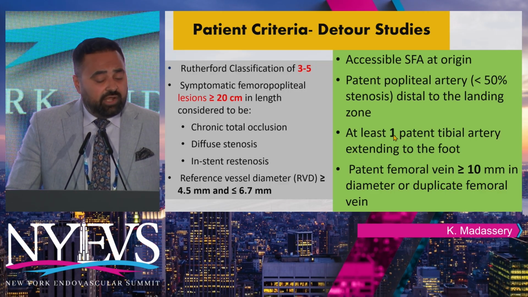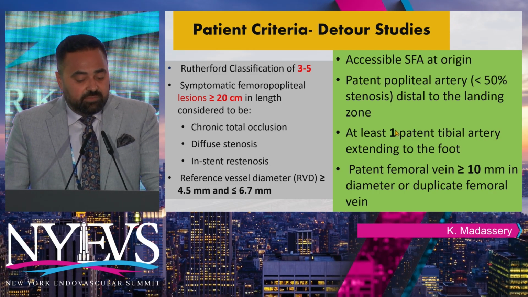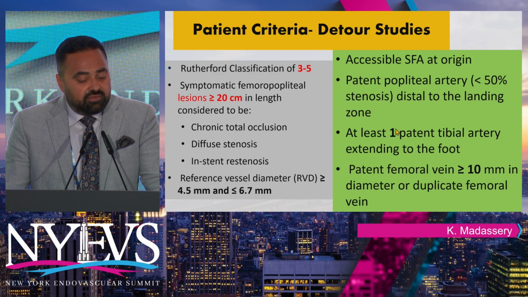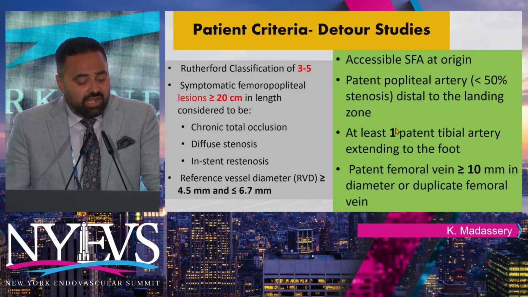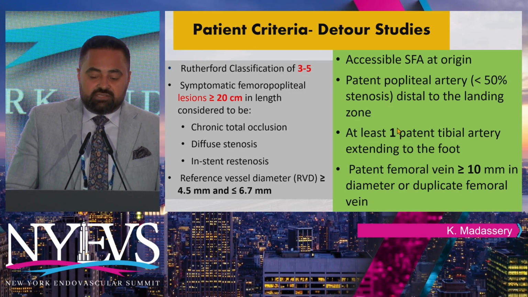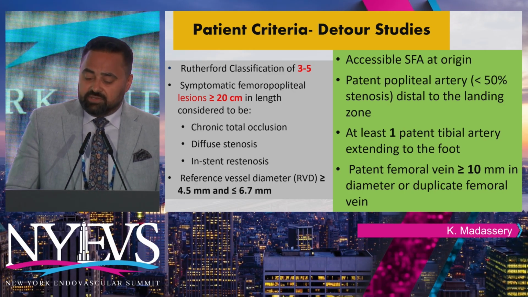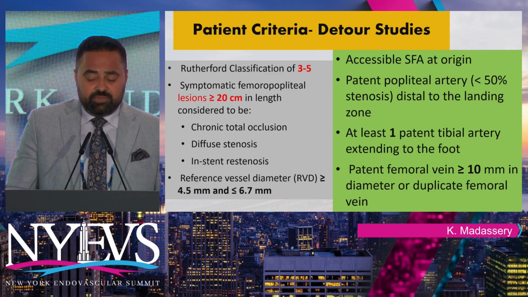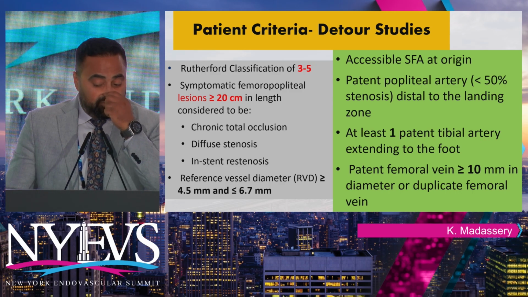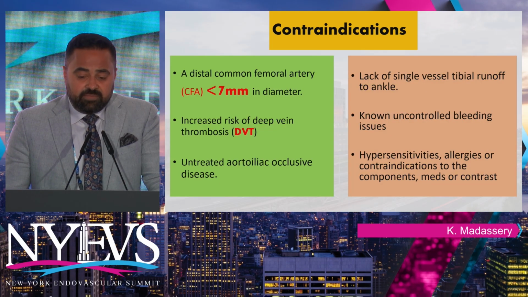So they have a trial. Took patients Rutherford 3 to 5, lesions greater than 20 centimeters. They were considered in the trial, had CTOs, diffuse stenosis, or ISR. You can see the vessel diameters there. Some of the things they needed was an accessible SFA at the origin, a patent popliteal artery without significant disease, at least one tibial runoff artery to the foot, to the ankle at least, and interestingly, a patent femoral vein of greater than 10 millimeters, or even better if you have a duplicated vein.